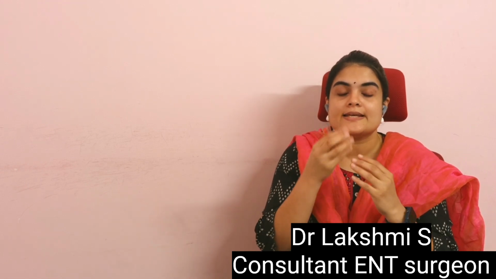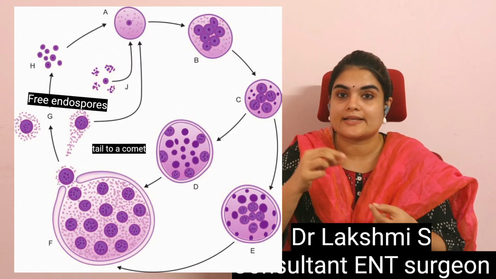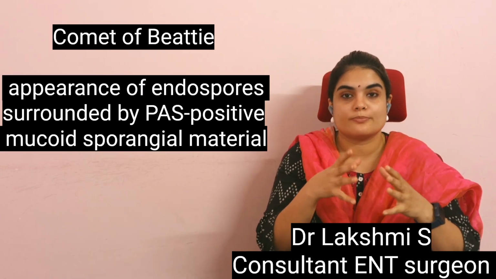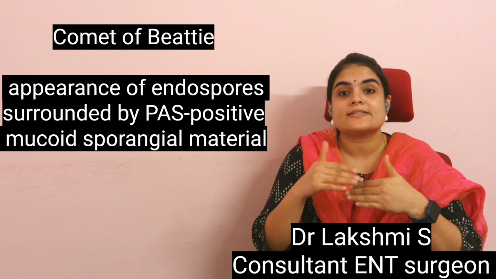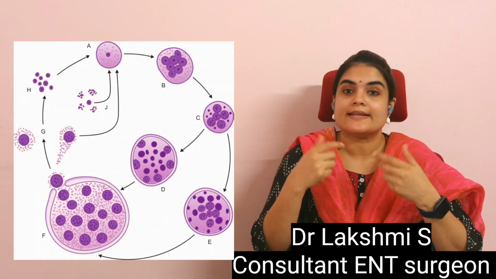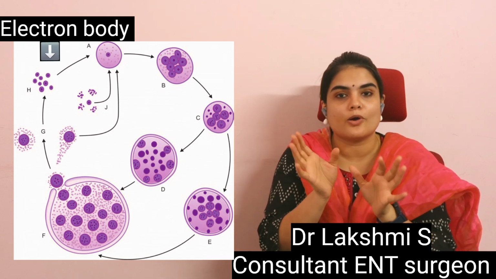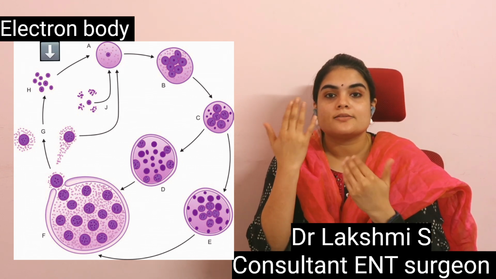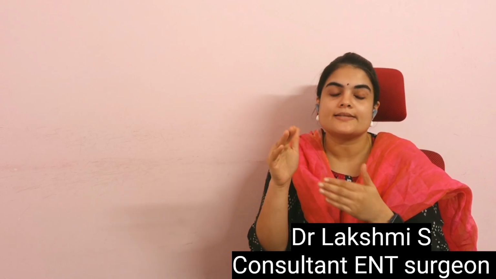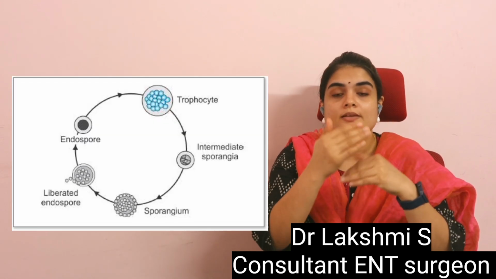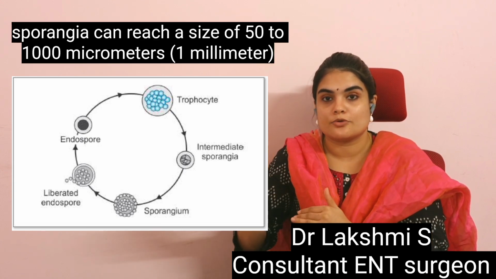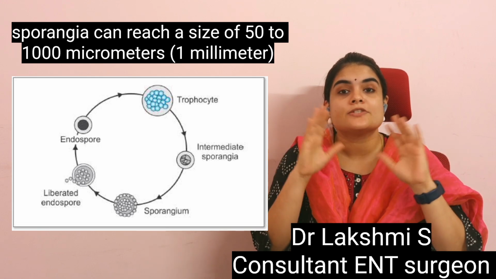When the endospore is released, it carries with it the mucus and secretion from the sporangia that gives it a comet-like appearance. That is known as the comet of Beatty, which is identified in the histopathological examination by PAS stain. So that is important. This released endospore is the final infecting particle, also known as the electron body. It goes to other structures and gets infected, or it can travel via the blood or the lymphatics and spread to other places. So the trophozoid endospore divides, forms the sporangia, and the sporangia ruptures, releasing the endospore. All this can be seen in the histopathological examination.